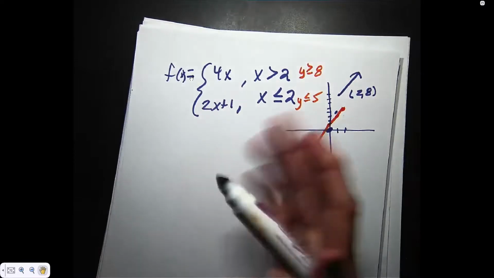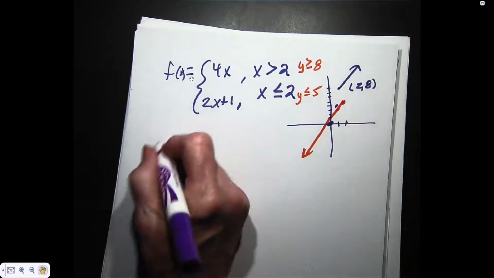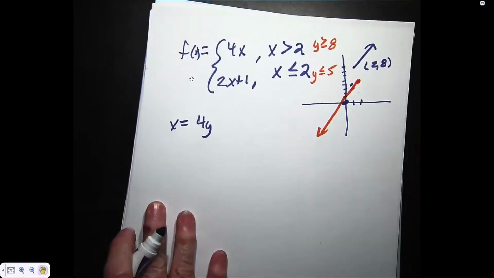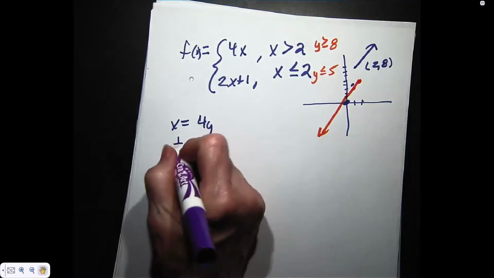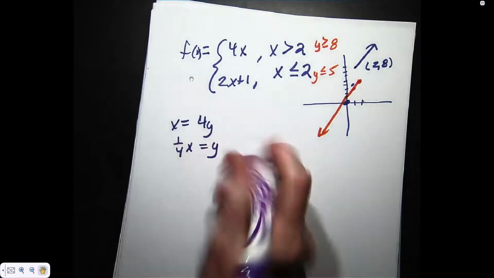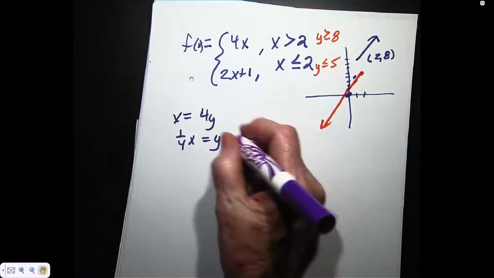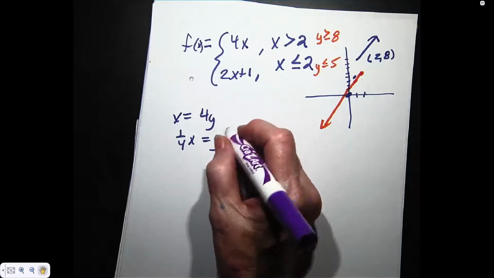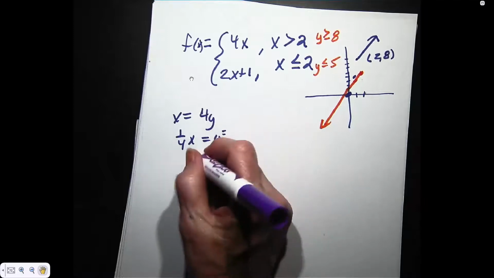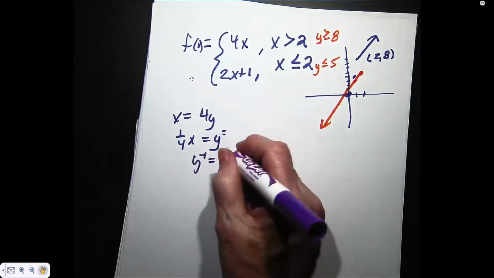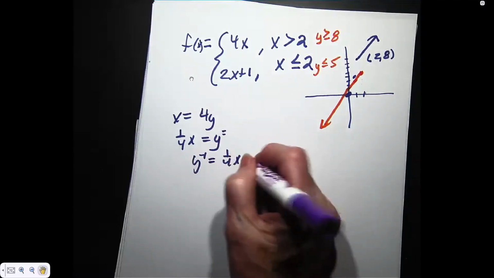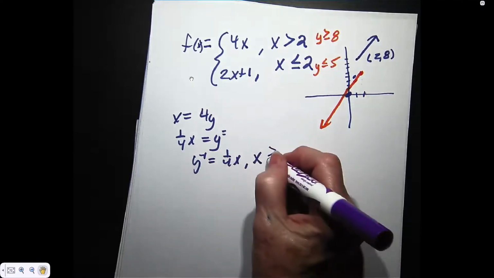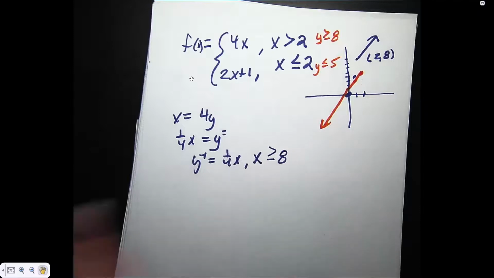Okay, so now I have to find 2 different inverses. X is equal to 4y. So 1/4 x is equal to y. So that would give me y inverse is equal to 1/4 x for x is greater than or equal to 8.